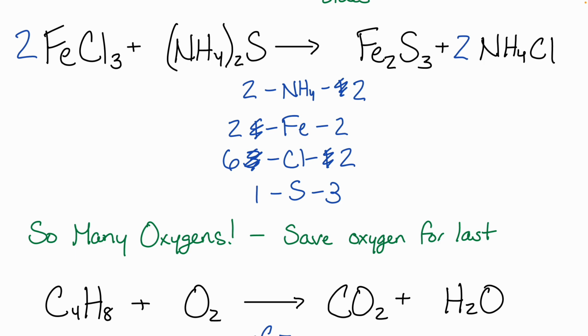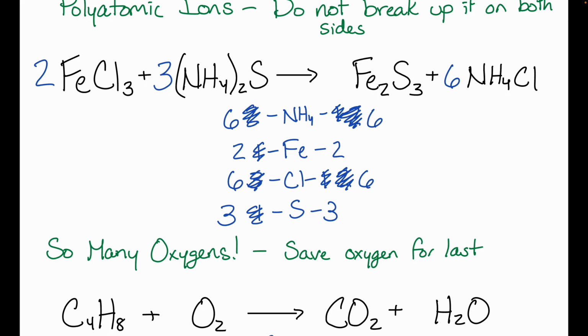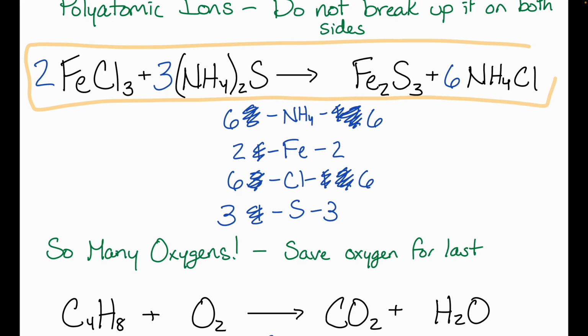Okay, so now, again just going down the line, I'm going to change my coefficient now to a 6. 6 chlorines and 6 ammoniums. And lastly, I can either go back to the sulfurs or the ammoniums, and I will see that I need to put a 3 out front of my ammonium sulfide. That'll change that to 6 on the reactant side for ammonium and 3 for sulfur. So 2, 3, 1, 6 should be our coefficients here for this balanced chemical equation.